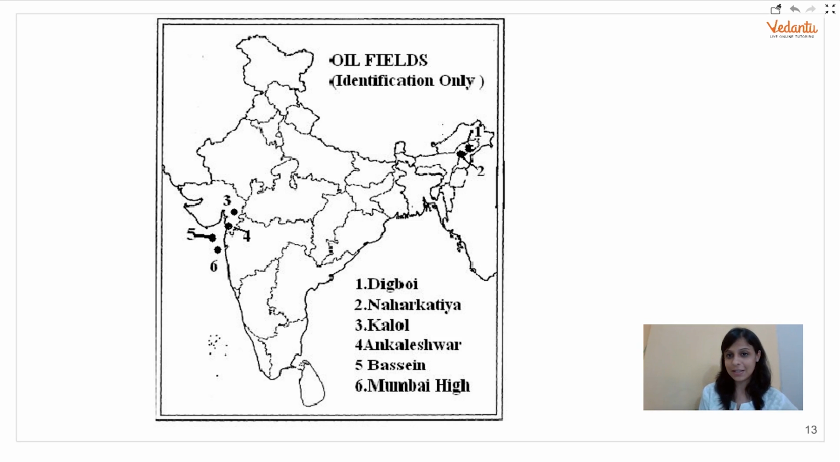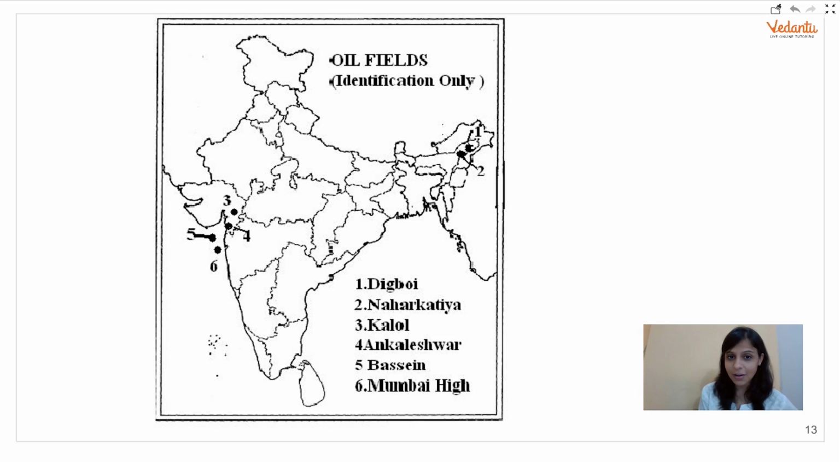Oil fields are important, please mark them carefully. Those oil fields are written as important. So number 1 is Digboi right here in Assam. Then Naharkatia is again in the state of Assam.